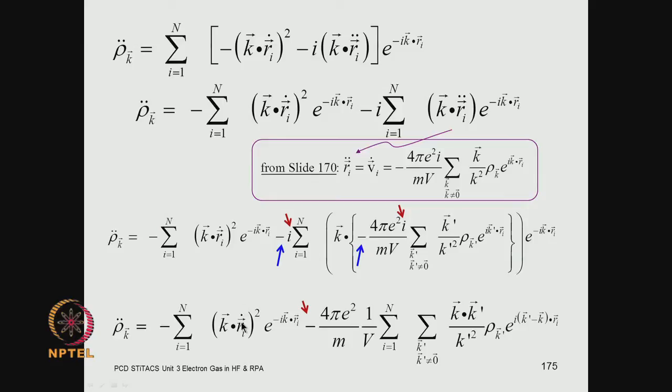Okay? The first term is written as it is. Now these two minus signs have been taken care of, the i square is taken care of, you have got the 4 pi e square over mV over here, you have got the summation over i going from 1 through n over here, and now you have got the summation over k prime not equal to 0, you have this k dot k prime, right. So that is coming over here in the numerator, you have got k prime square in the denominator, you have got the Fourier component rho k prime, and then you have got the product of these two exponential functions, which gives you e to the power i (k prime minus k) dot Ri. Okay? Now let us bring this to the top of the next slide.